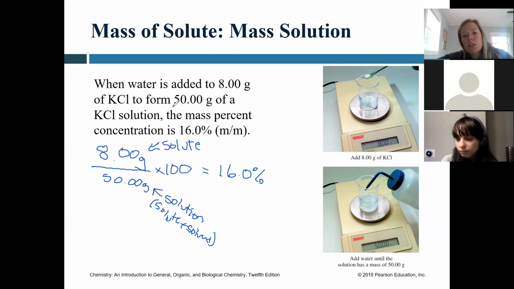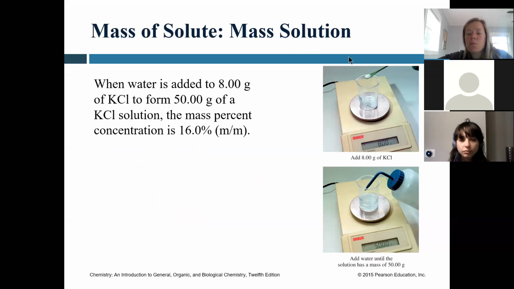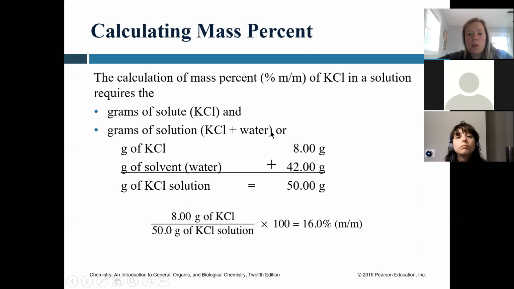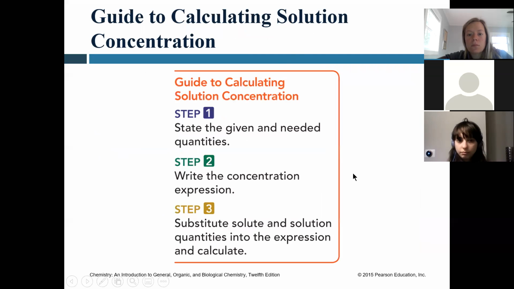Okay, in this problem, they just gave you the total. So they gave you what the solution was. That's not always the case. Sometimes you have to add those two values. It's a pretty simple calculation. All right, so guide to solving these: state the given and needed, write the concentration, and so on.